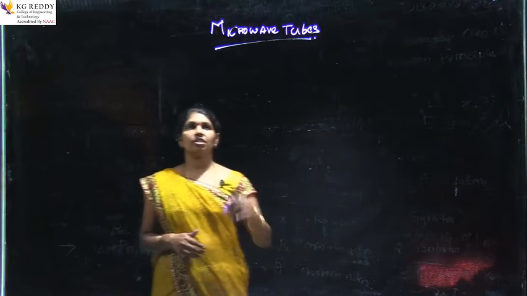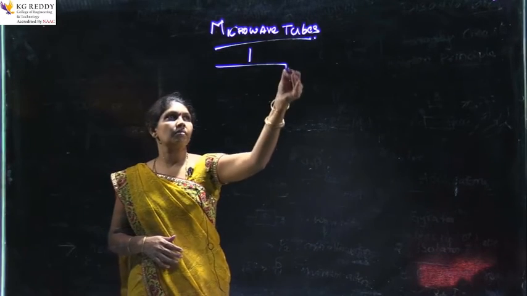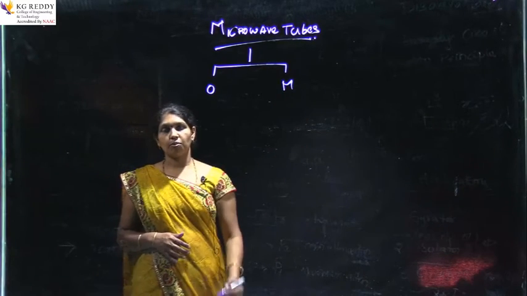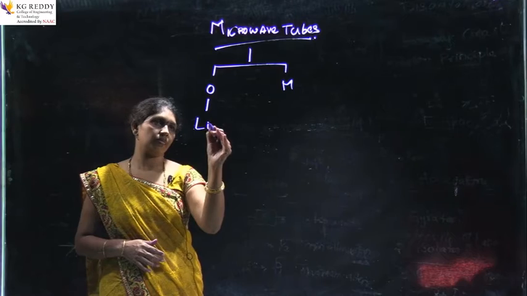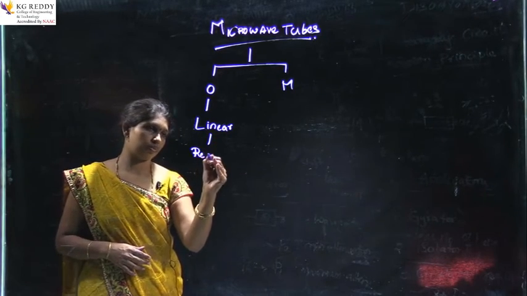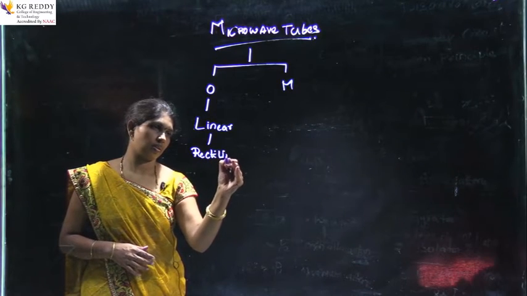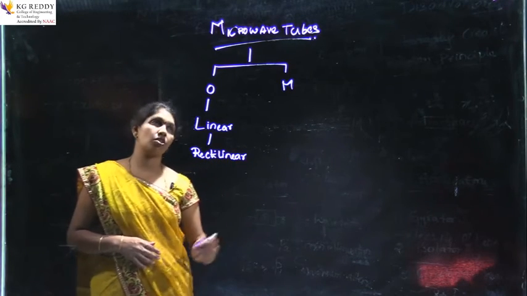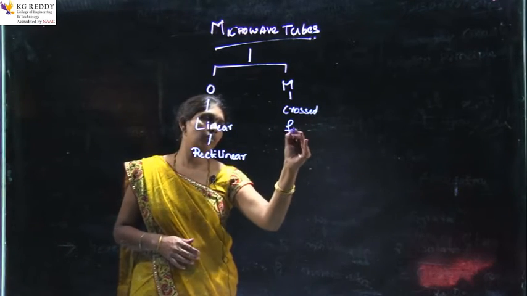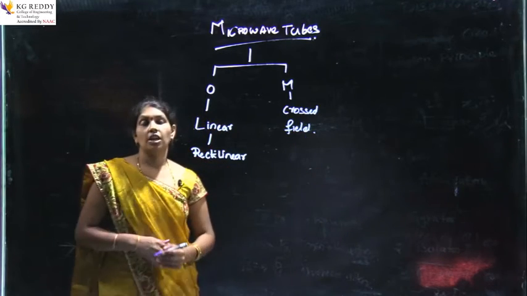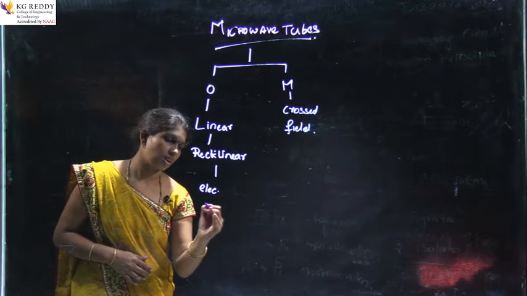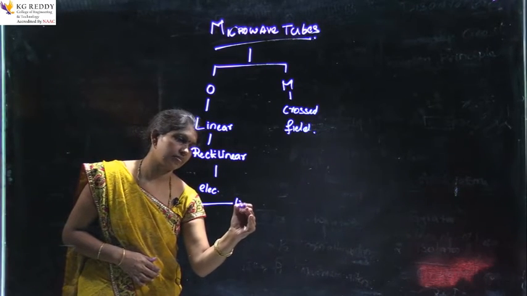Now microwave tubes are of two types: O type and M type. O type tubes are called linear tubes. They are also called rectilinear tubes. M type tubes are called crossed field tubes. In O type tubes, the electron travels in a straight line.